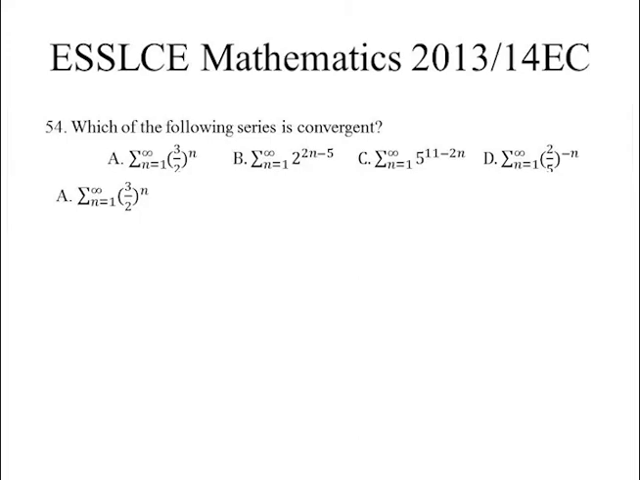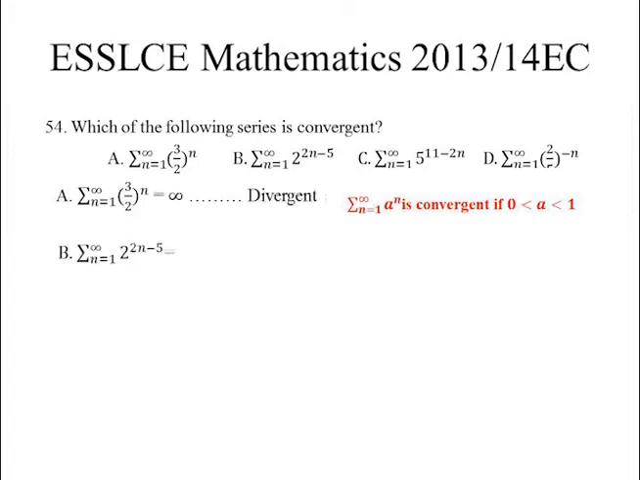Choice A, summation of 3 over 2 to the power of n ranging from 1 up to infinity. A series a to the power of n ranging from 1 up to infinity is convergent only when the base a lies between 0 and 1, meaning 0 less than a less than 1. Otherwise, it is divergent. In this series, 3 over 2, that is the base, is a number greater than 1. Thus, the summation of this series gives positive infinity, so the series is divergent.